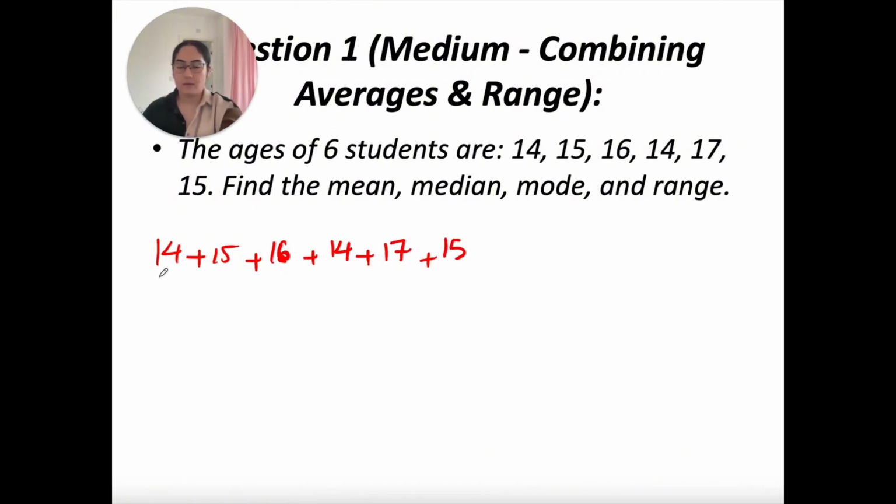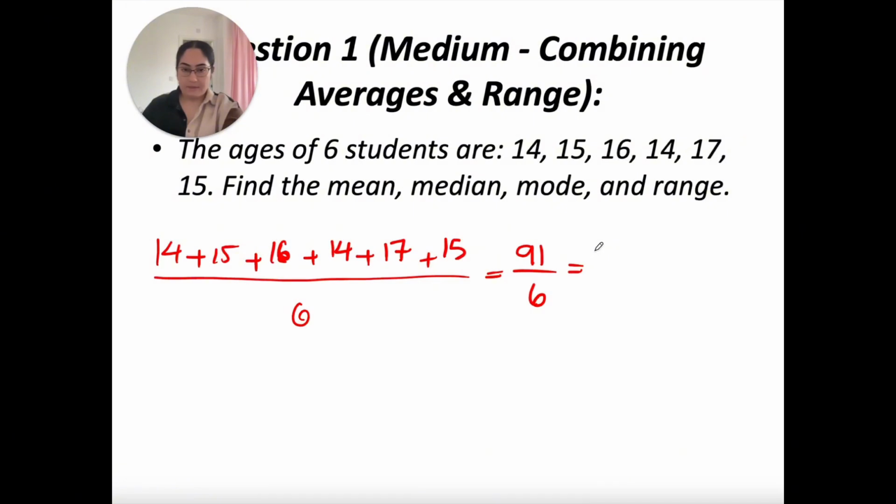It's already telling us that there are 6 students, so we're going to add all of these together and divide by 6, which is going to give us 91 divided by 6, and 91 divided by 6 is equal to, if we round the number, 15.17, right? If the question doesn't tell you, you can choose what you think is most suitable. 2 decimal places is always a suitable number, so we round it to 2 decimal places.